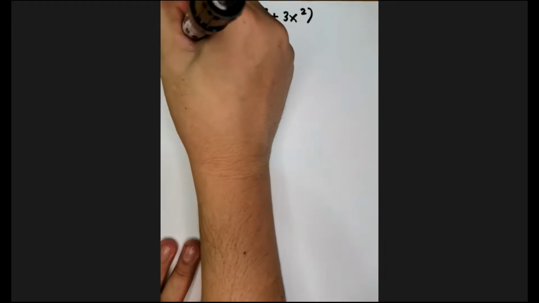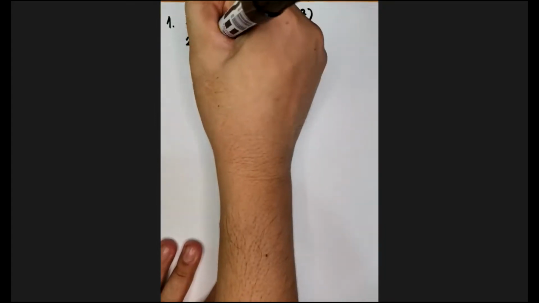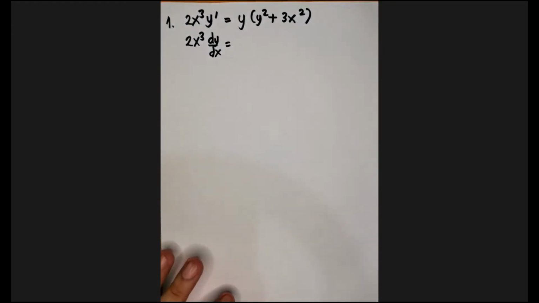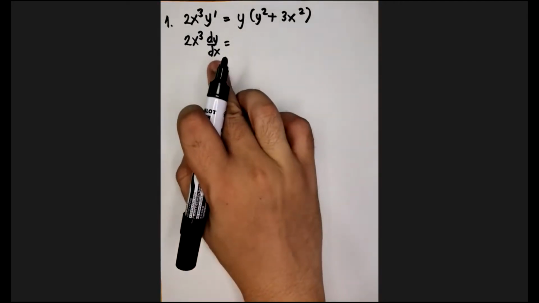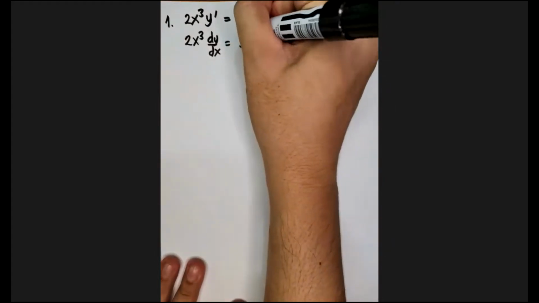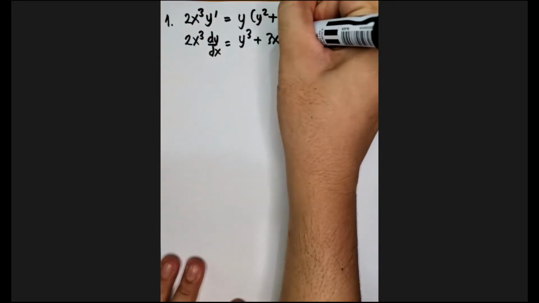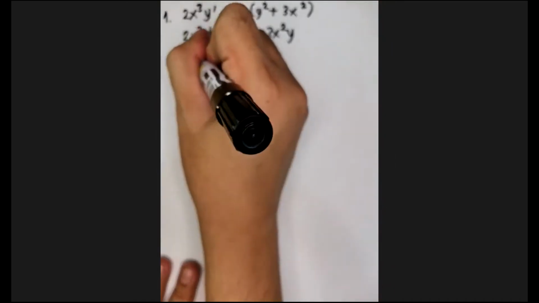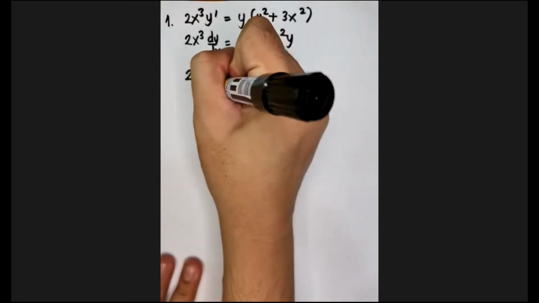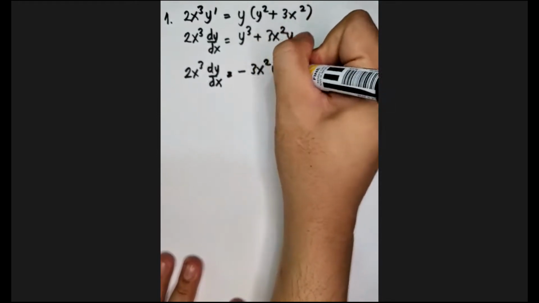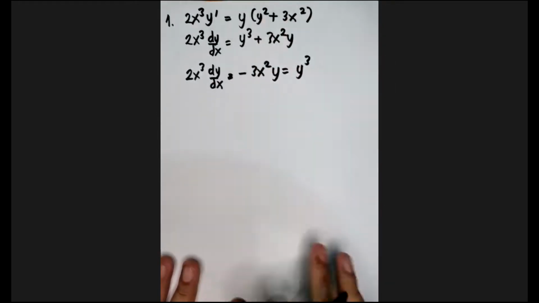Okay, so same pa rin. 2x cubed dy over dx. Transform natin sa... Oo, nagkamali kasi ako ng given. Umaba ng umaba. So, yon. So, that's equal to y cubed plus 3x squared y. Okay, then transform din natin to 2x cubed dy over dx is equal, minus 3x squared y is equal to y cubed.